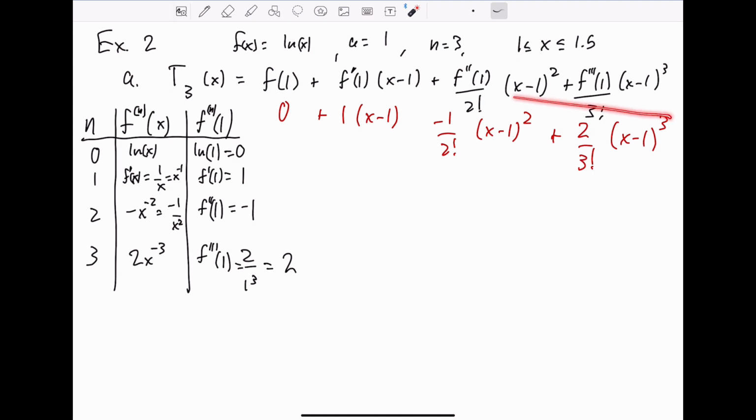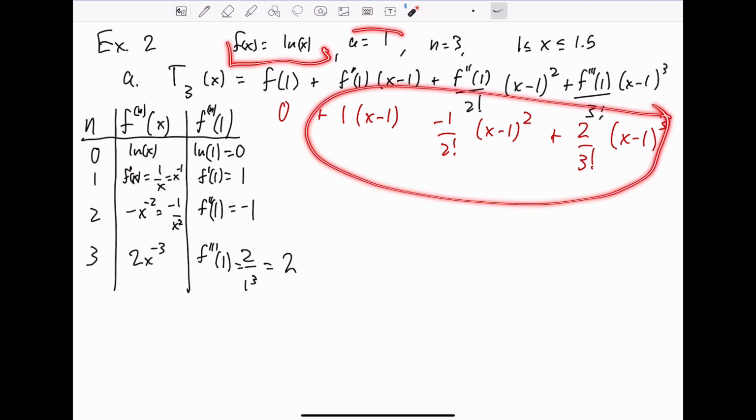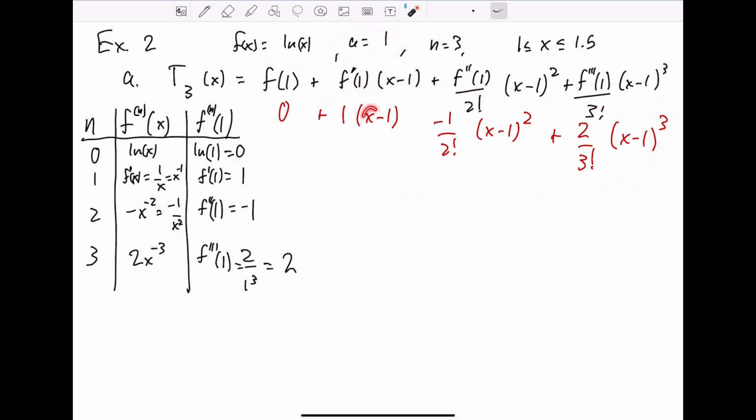This polynomial looks very close to the function natural log of x for x values around 1. And if we plug in different x values close to 1, we will find very close approximations to the function natural log of x. So if we restrict ourselves to this interval from 1 to 1.5, we have a very good approximation for the natural log function. Let's take a look at this visually in Desmos.